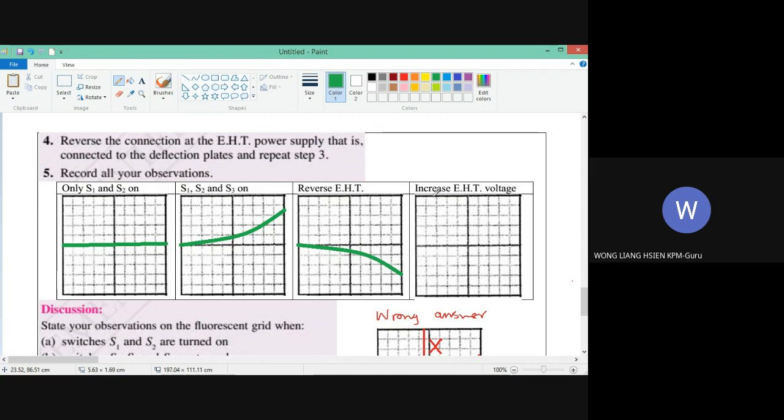And then after that, you increase the extra high tension voltage. What happens? Okay, we increase the extra high tension voltage. Wait, sorry, wait.